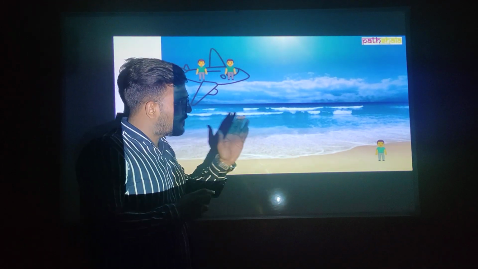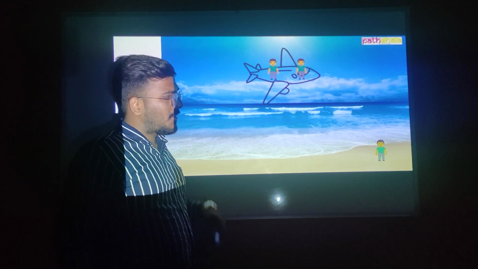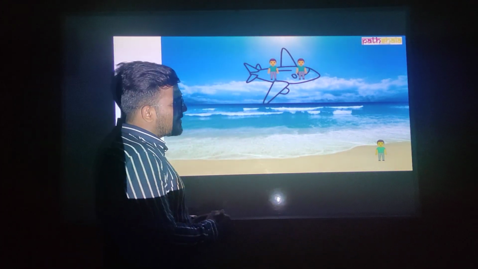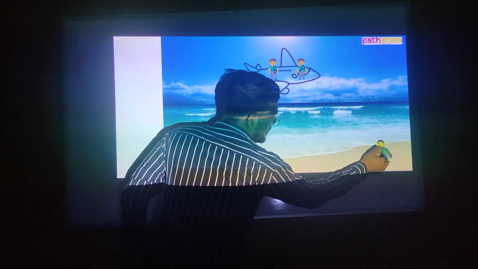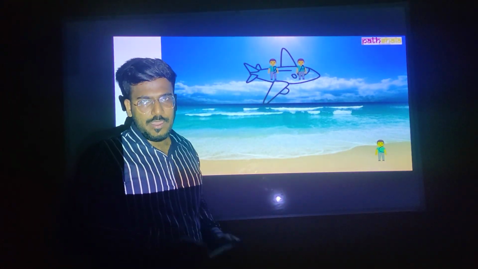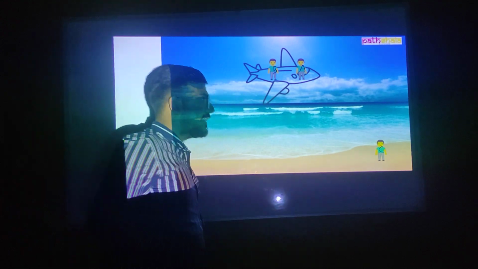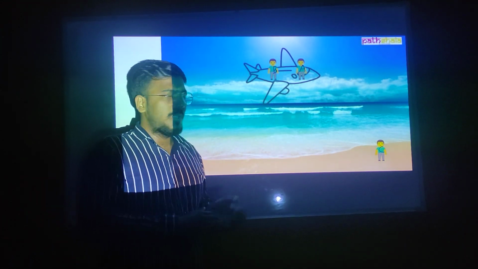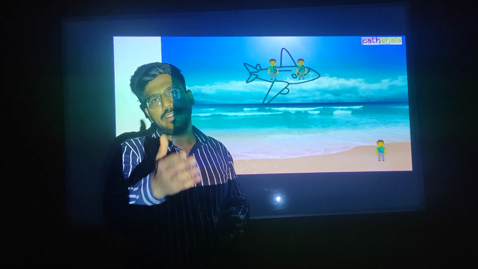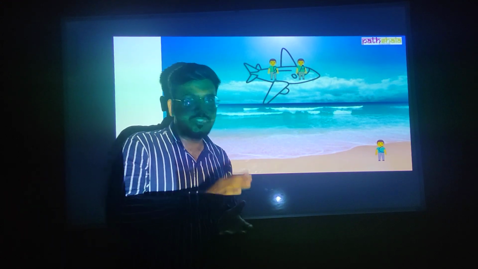Now when the plane moves, let me name the first person A, the second B, and the person on the ground C. Now children, C says that A is in motion, but B says that A is at rest. Now who is right and who is wrong?